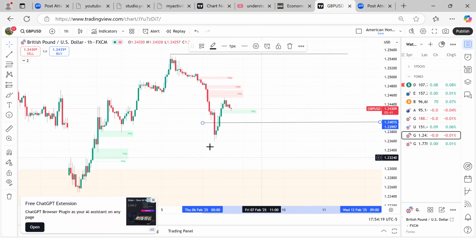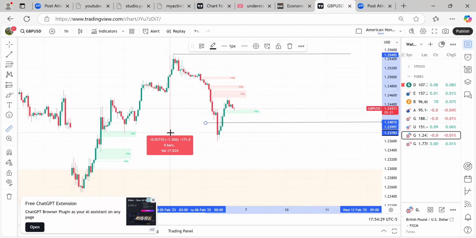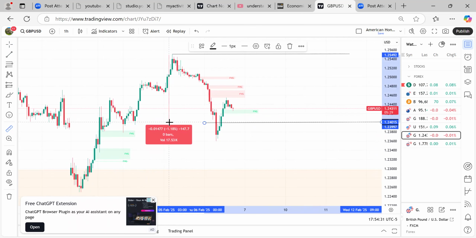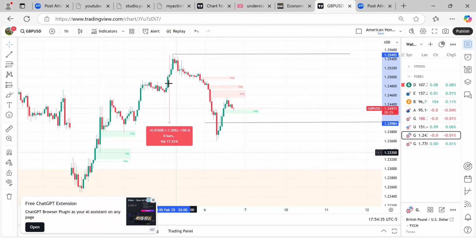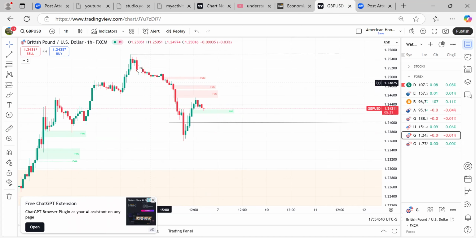So what can we say? How many percent can we say price fell? We can use our measuring tool. That's why it's good to use TradingView and just measure it from up to down here. We can see that's 150 pips that price has given. So somebody can either say that their money increased by 100 pips, 150 pips, or it decreased by 150 pips.